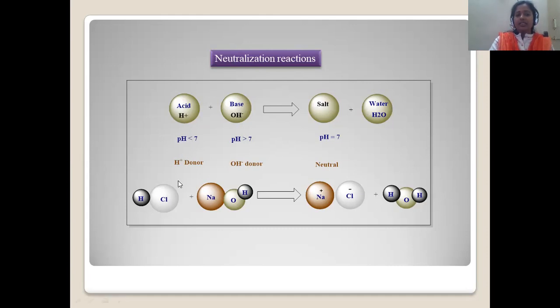Acid is the substance which liberates H plus ions. H plus donor is known as acid in accordance with Arrhenius theory. Base is the substance which donates hydroxide ion. OH minus ion donor is said to be a what? Base. So again, it is in accordance with Arrhenius theory.